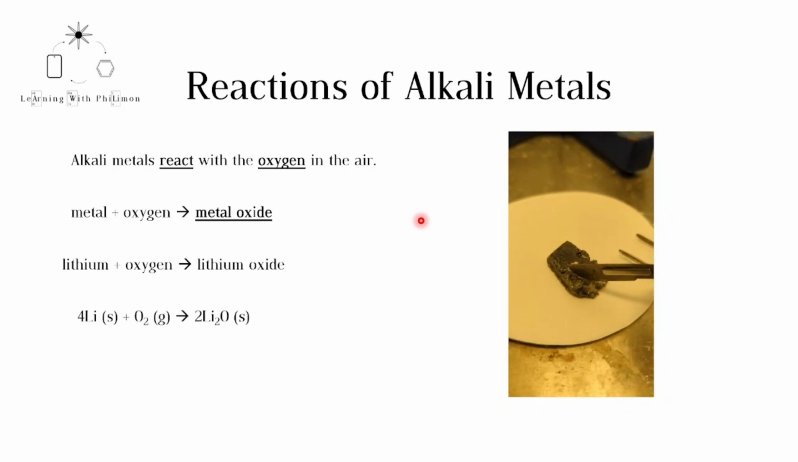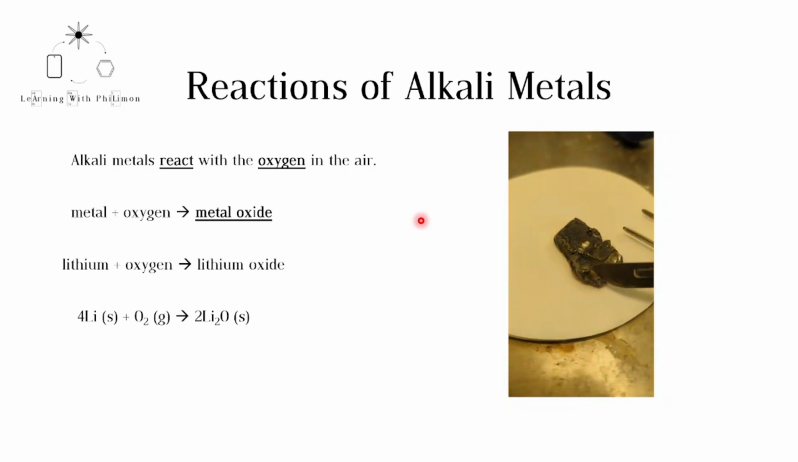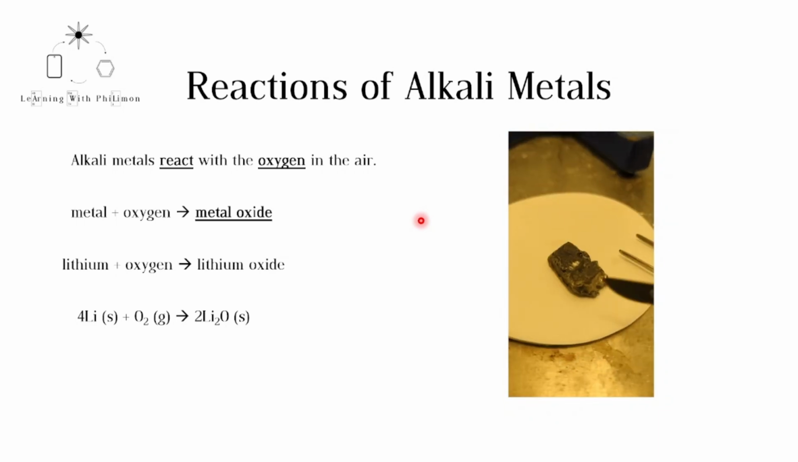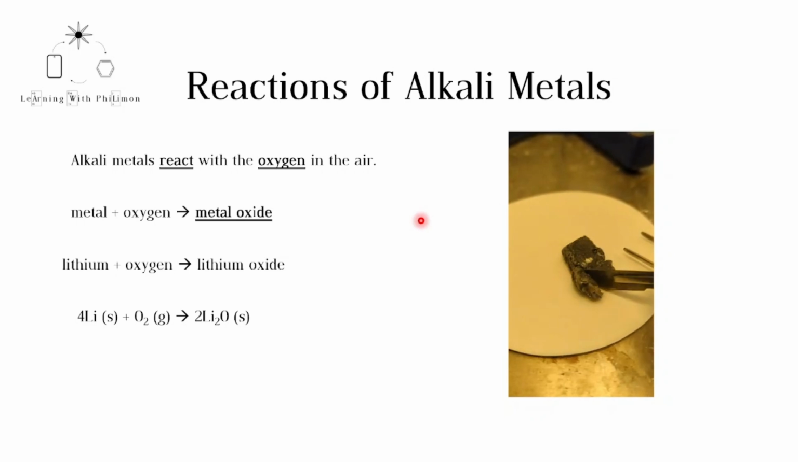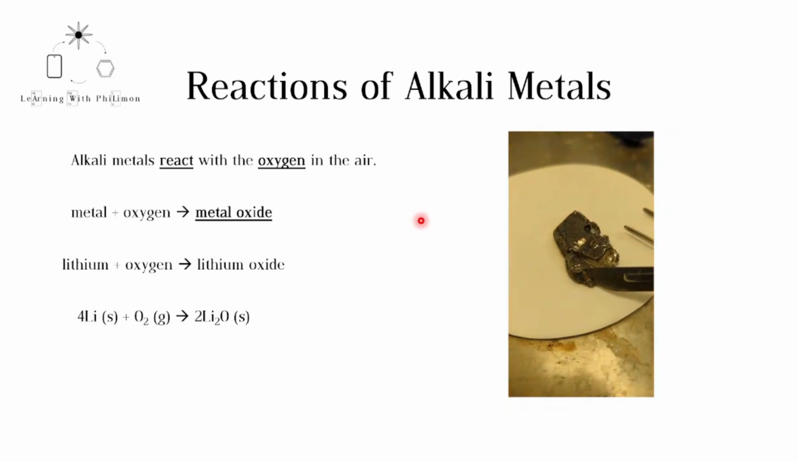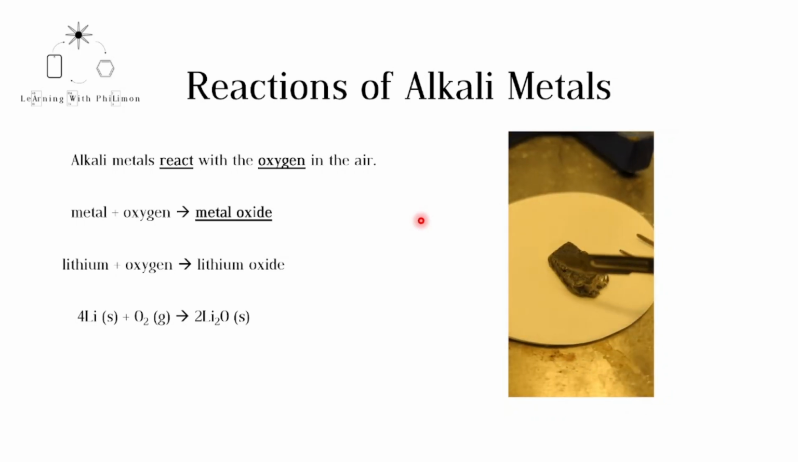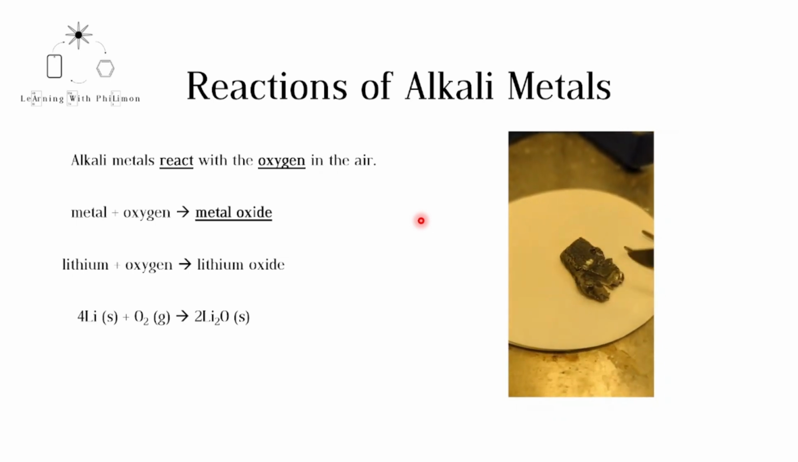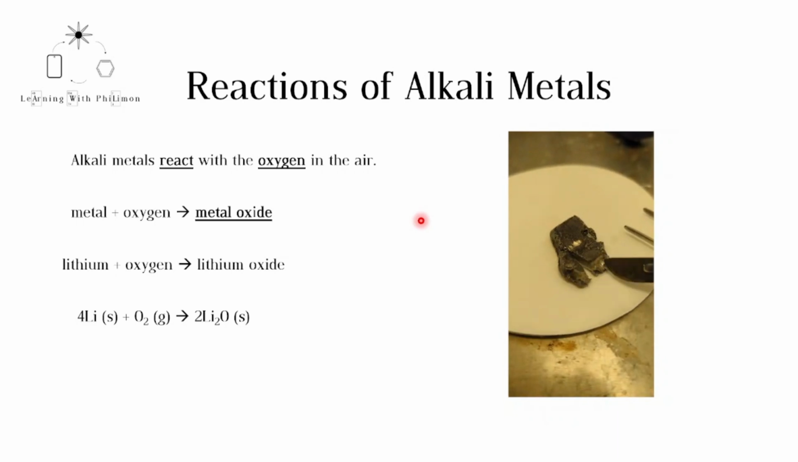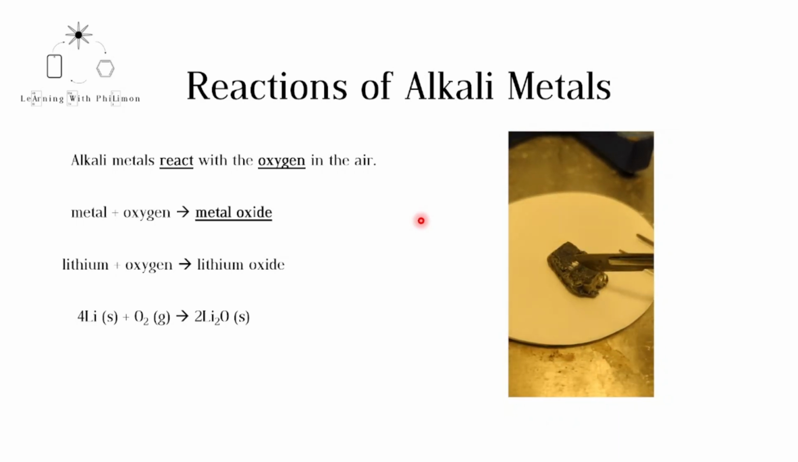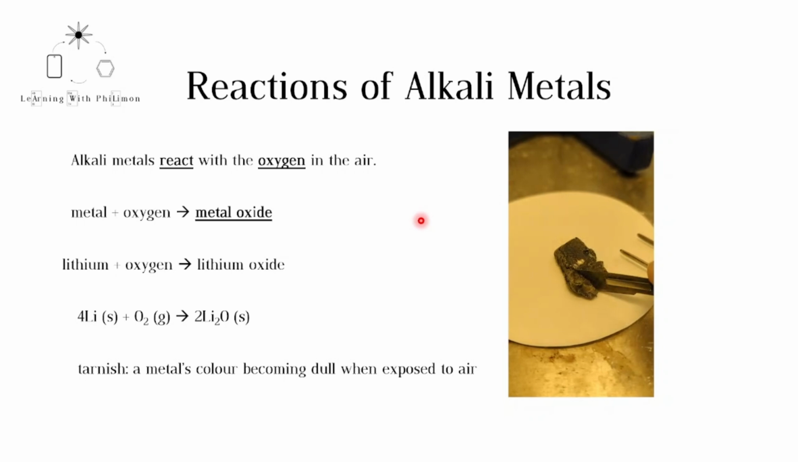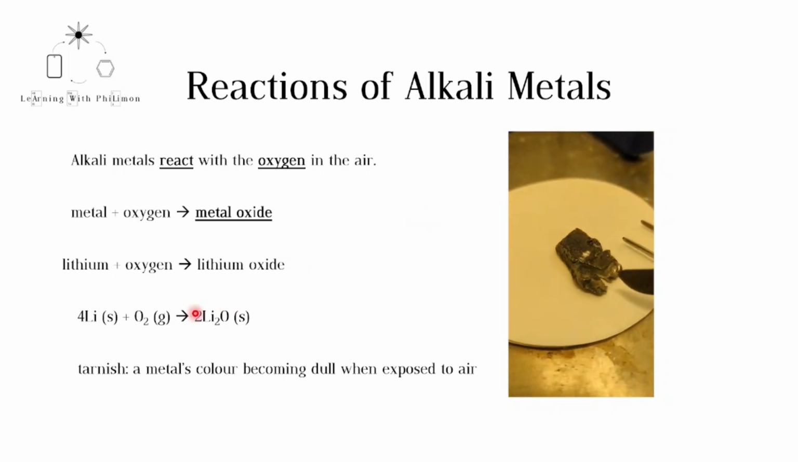The reason the interior part of the alkali metal is shiny is because it is the pure metal. Let's say for this example, pure lithium. However, once that surface is exposed to air, the lithium reacts with oxygen, forming lithium oxide. Lithium oxide has a white color, which dulls the shiny appearance. A word used to describe a metal's color becoming dull when exposed to air is tarnish.